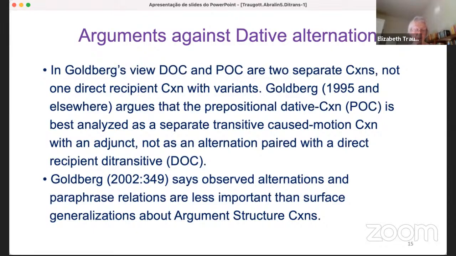In a paper that she published in 2002, she said observed alternations and paraphrase relations are less important than surface generalizations about argument structure constructions. And what are these surface structure generalizations? They are that basically ditransitives have three arguments, and they have three arguments in a row. The other constructions have three arguments, but they're not in a row. They have prepositional structures. And so the surface generalization has to do with the three NPs.